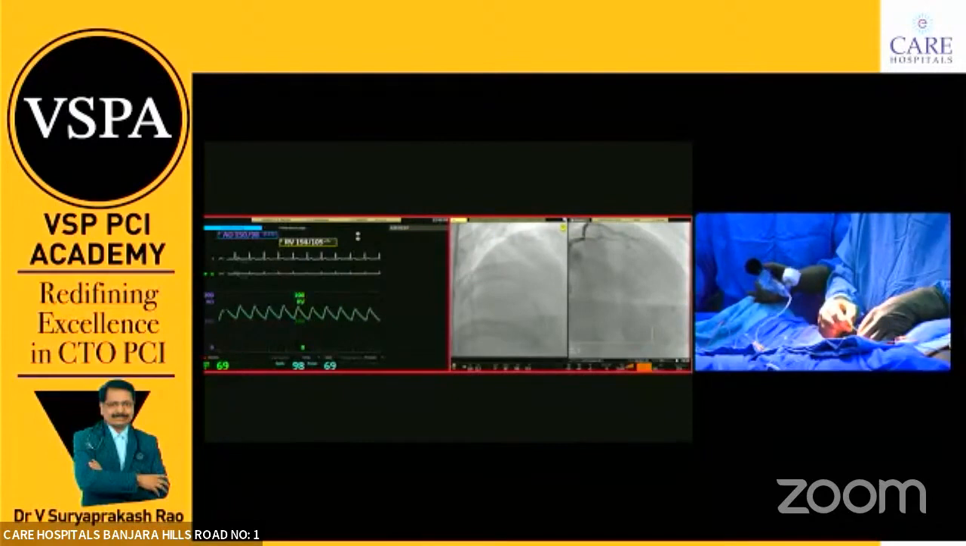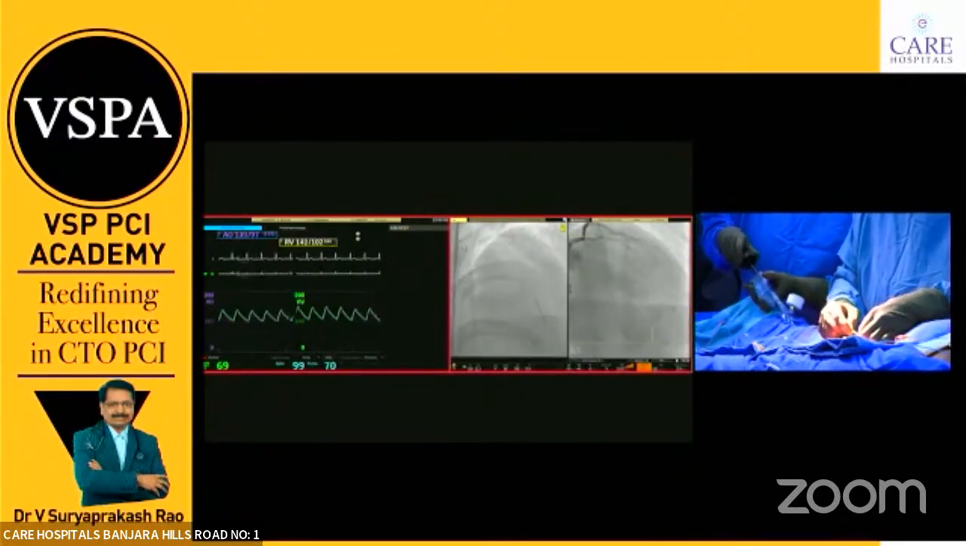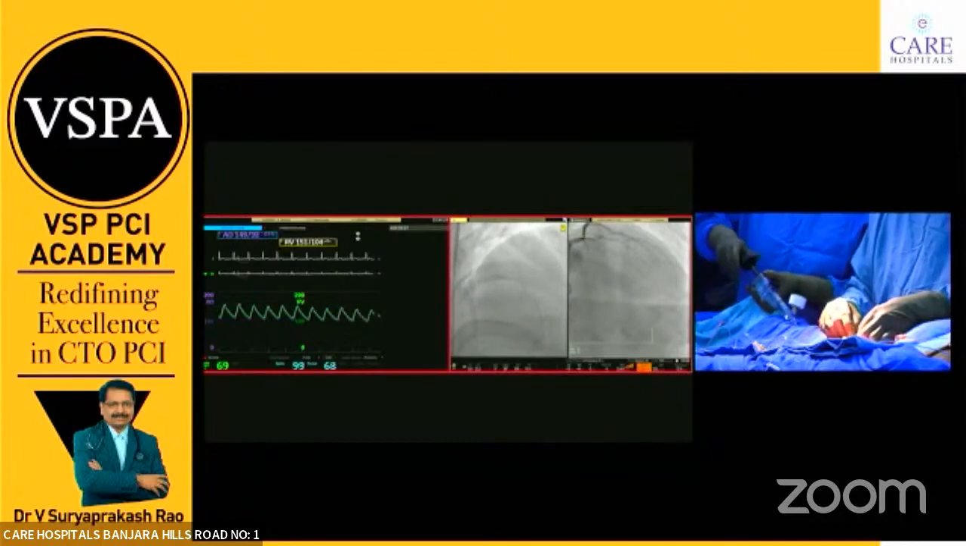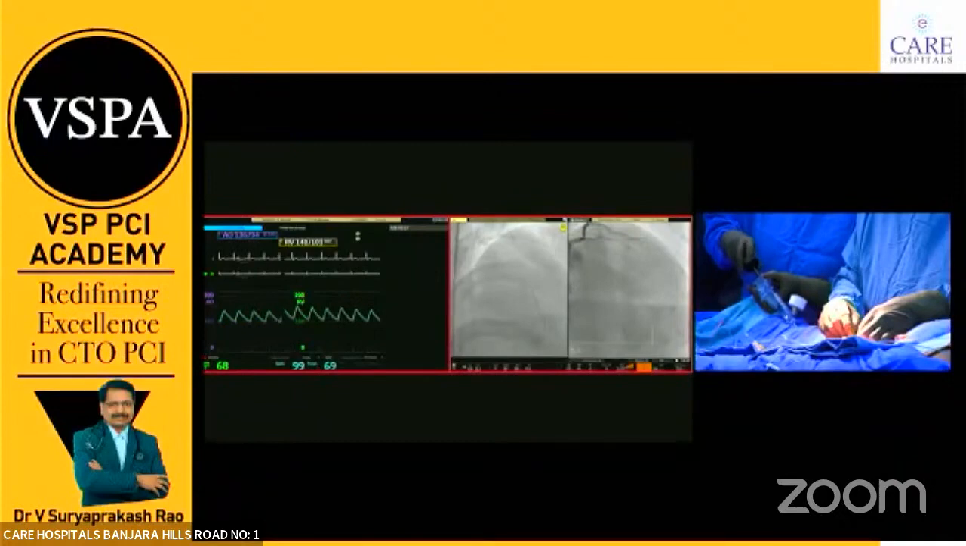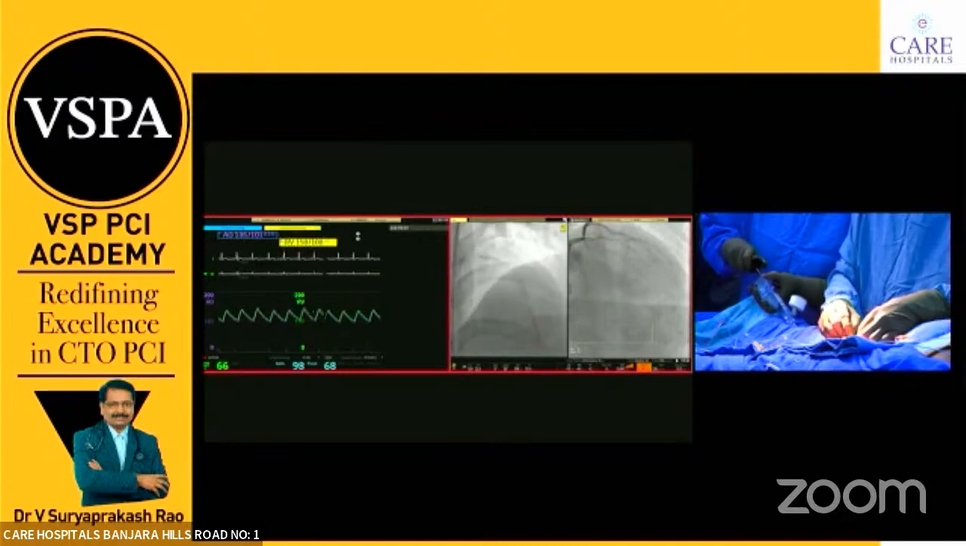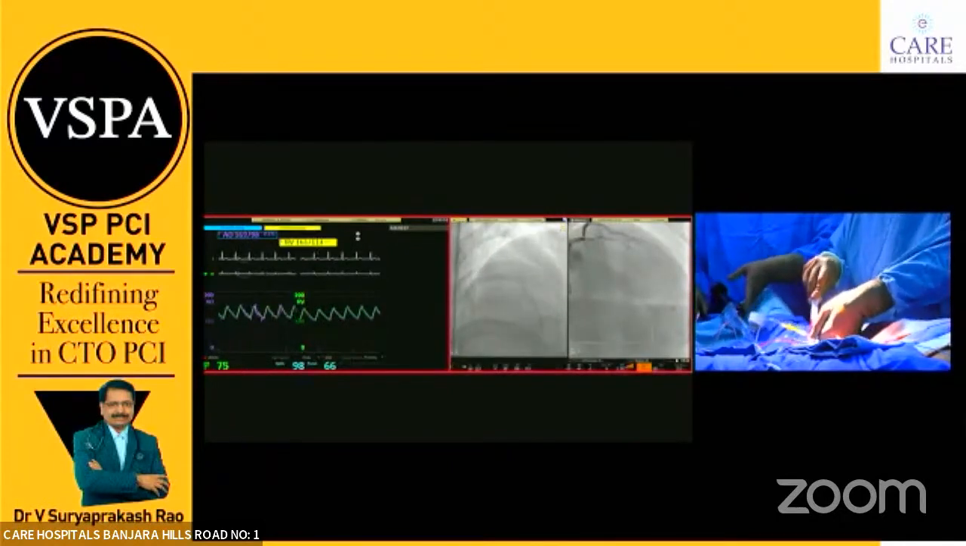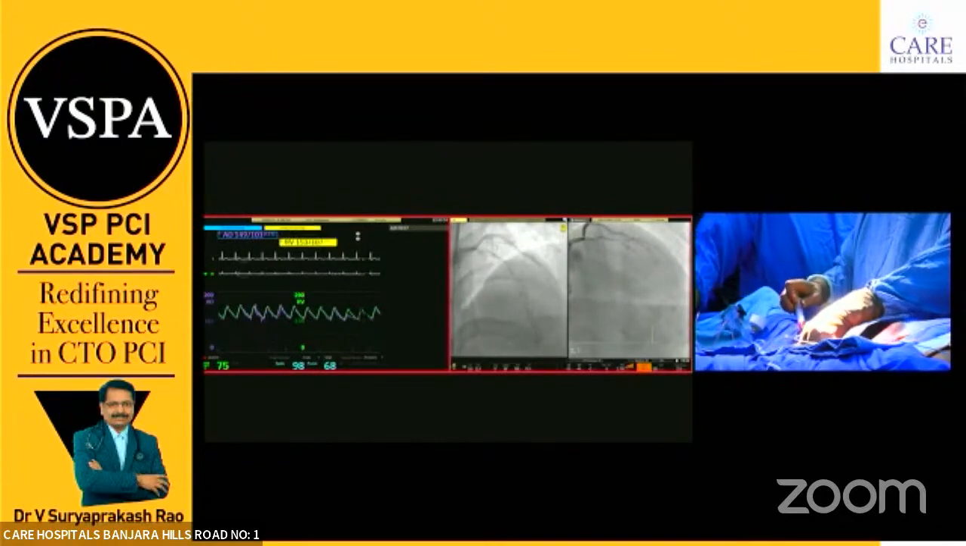Cutting. Do it here. 4, 5, 6, 7, 8, 9, 10, 12, 14. Do more. 4, 5, 6, 7, go to 14. 10, 11, 12, 13, 14. Okay. This radiation is due to obesity, not because of our usage. Enough. Okay.